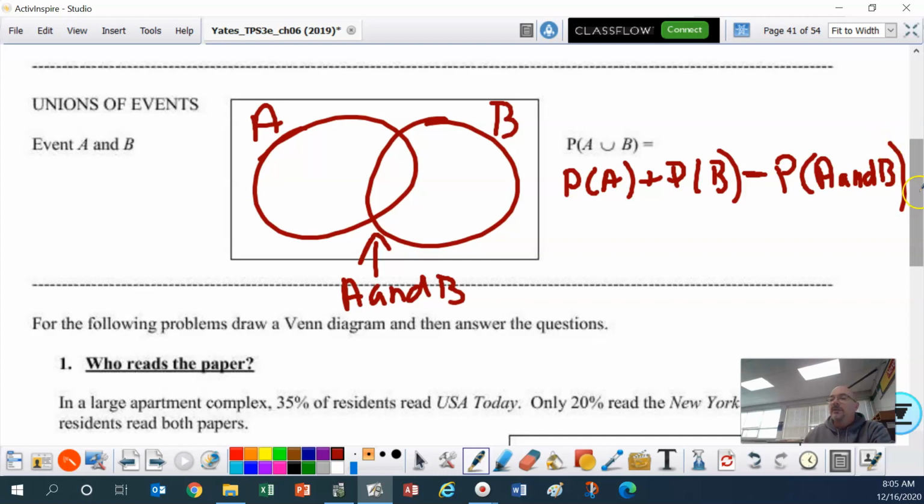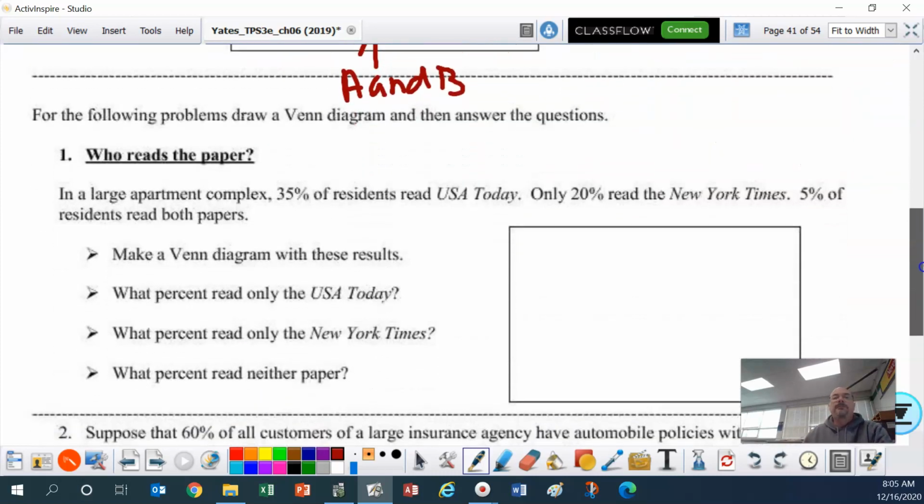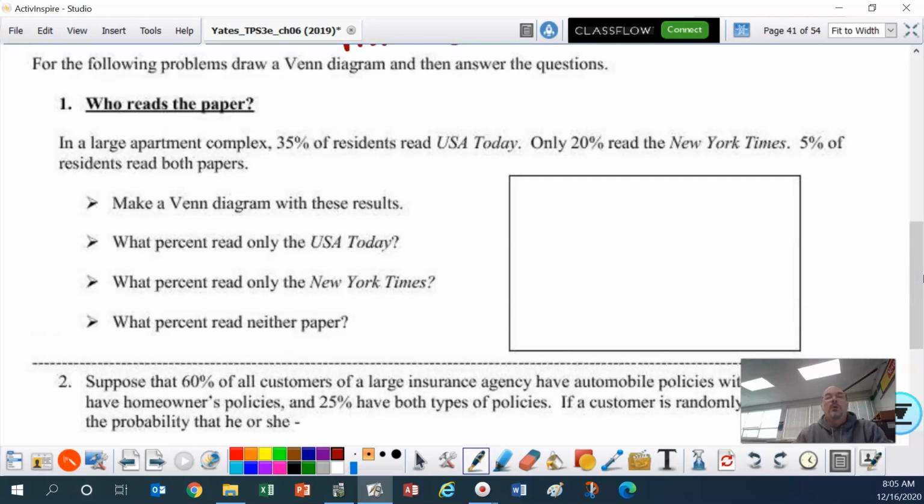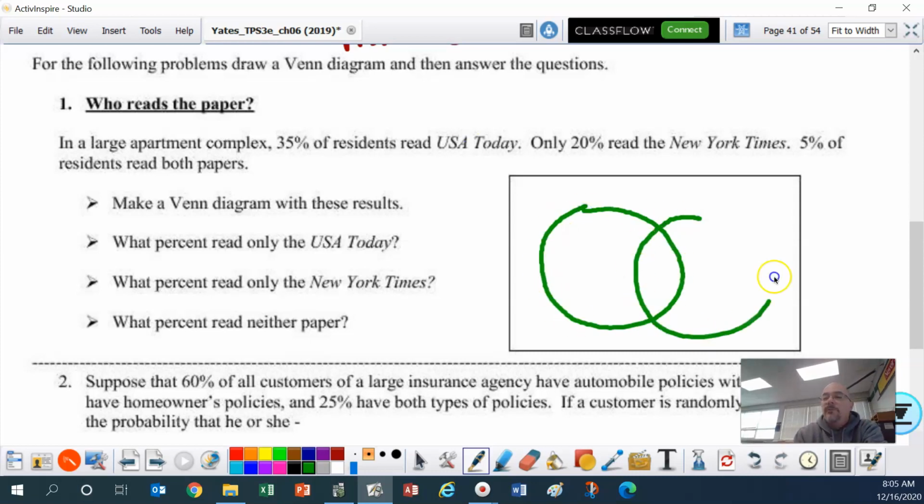Let's look at some real life situations here. Who reads the newspapers? Again, if I'm going too fast, please hit the pause button. In a large apartment complex, 35% of the residents read USA Today, 20% read the New York Times, and 5% read both. Make a Venn diagram. We're going to make 2 circles. I'm going to let this one represent the USA Today, and this one represent the New York Times.